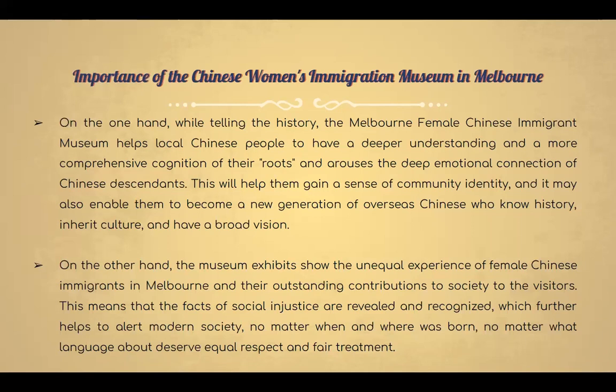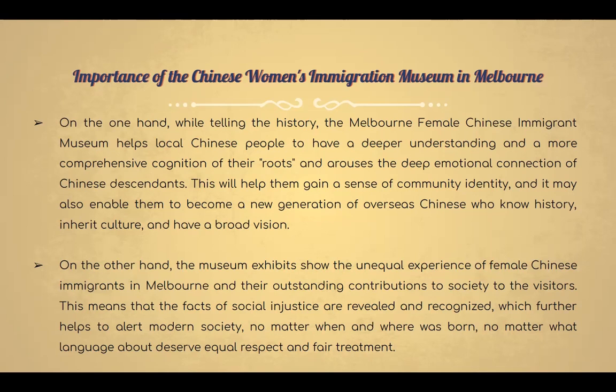And the creation of this museum has a following 2 great significance. On the one hand, while telling this history, the Melbourne Female Chinese Immigrant Museum helps local Chinese people to have a deeper understanding and a more comprehensive cognition of their roots, and arouses the deep emotional connections of Chinese descendants. This will help them gain a sense of community identity, and it may also enable them to become a new generation of overseas Chinese who know history, inherit culture, and have a broad vision.